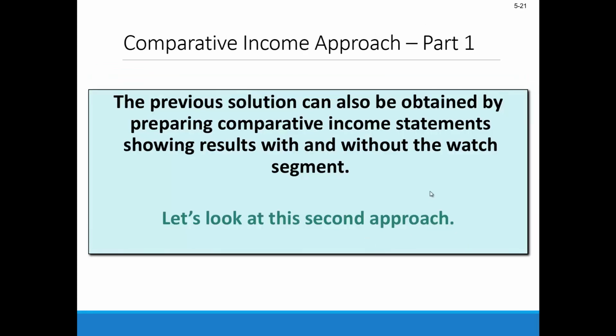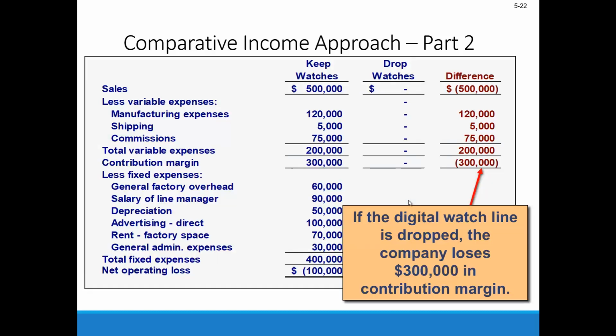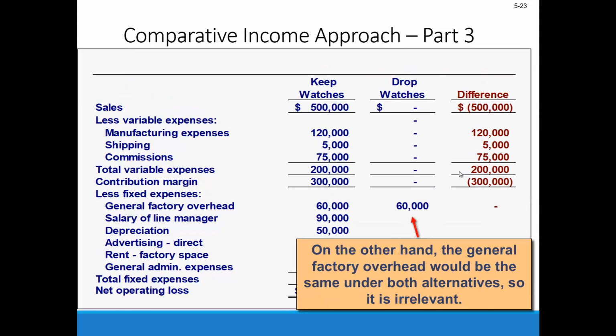So the previous solution could also be obtained by putting together the comparative income statements showing results with and without the watch segment. That's more like our total cost approach from our first learning objective. So I just want to take a quick look at that to highlight the difference. Again, if we keep the watches, we had this net operating loss in the segment of $100,000. If we drop the watches, we're losing all the sales, all the variable expenses as well, but the total contribution margin of $300,000. General factory overhead remained.